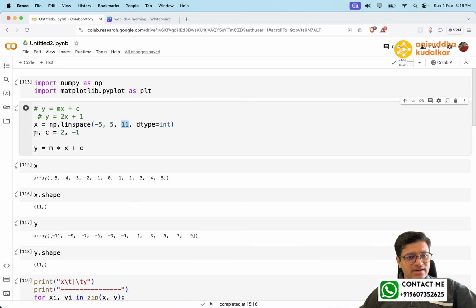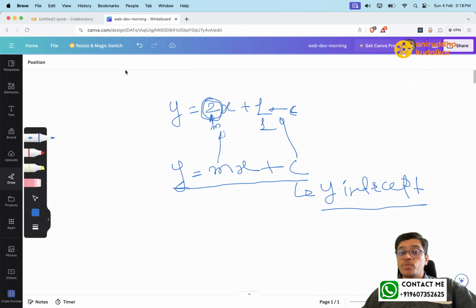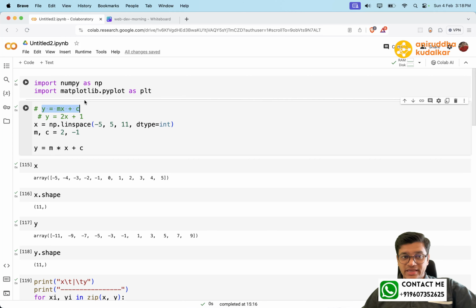Well, two variables are there, m and c. Value of m is 2 and c is minus 1. And can you see here, y is equals to mx plus c. Y is equals to what? mx plus c. That is what the equation is. In maths, this is called the slope-intercept form, right? This is the equation of slope-intercept form.